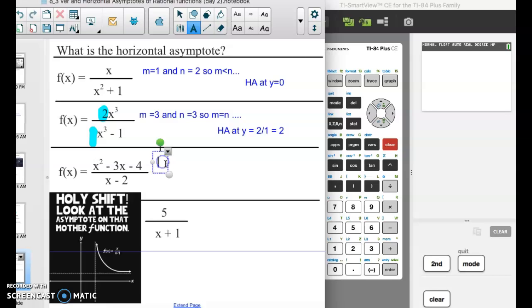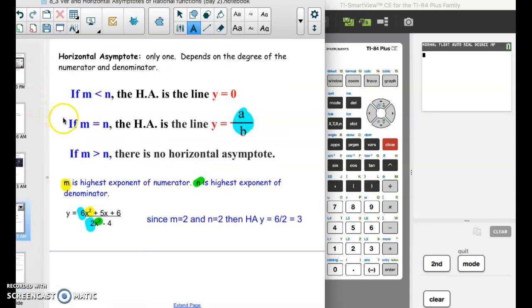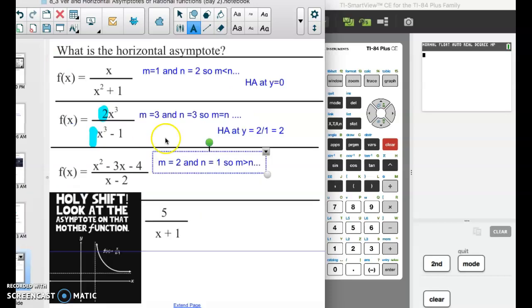All right. In this case, m equals 2 and n equals 1. So m is greater than n. Let's check our rules. If m is greater than n, there is no horizontal asymptote. Which is just fine.